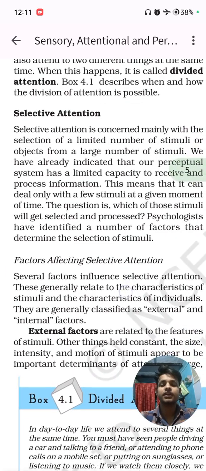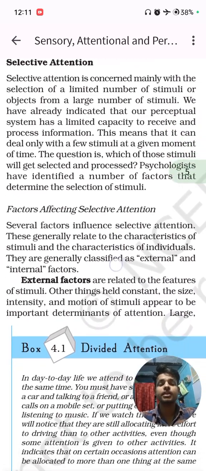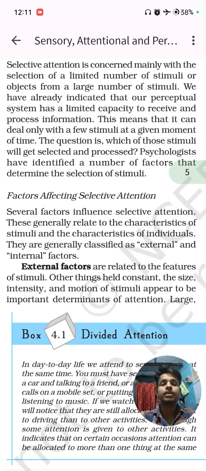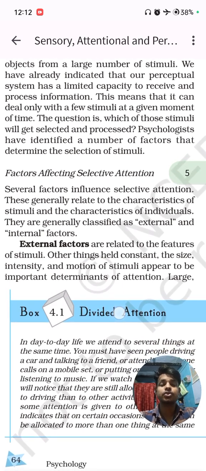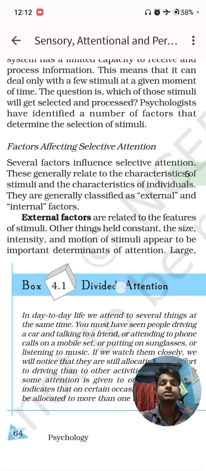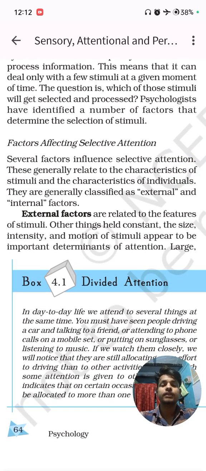First, selective attention. Selective attention is concerned mainly with the selection of a limited number of stimuli or objects from a large number of stimuli. We have already indicated that our perceptual system has a limited capacity to receive and process information. This means that it deals only with a few stimuli at a given moment of time. The question is, which of these stimuli will get selected and processed? Psychologists have identified a number of factors that determine the selection of a stimulus.